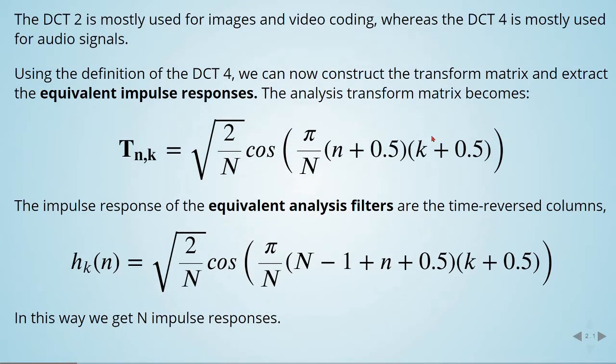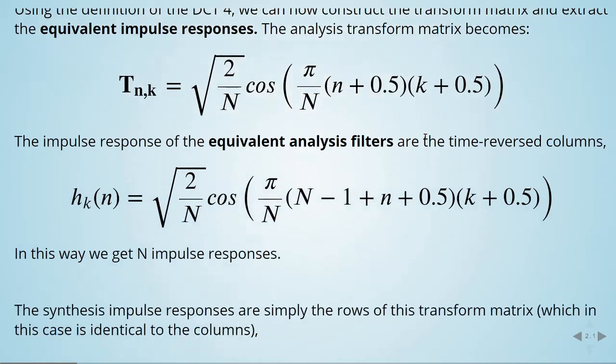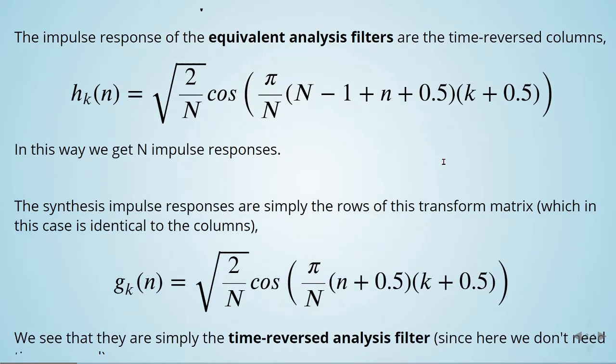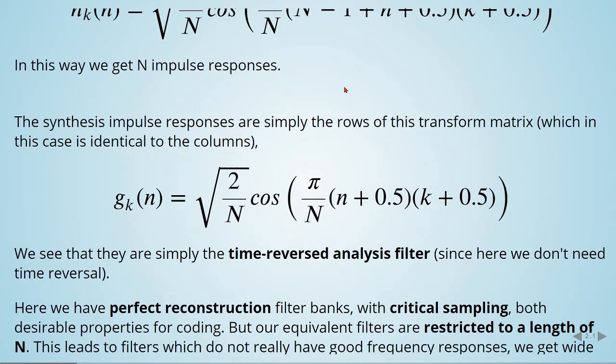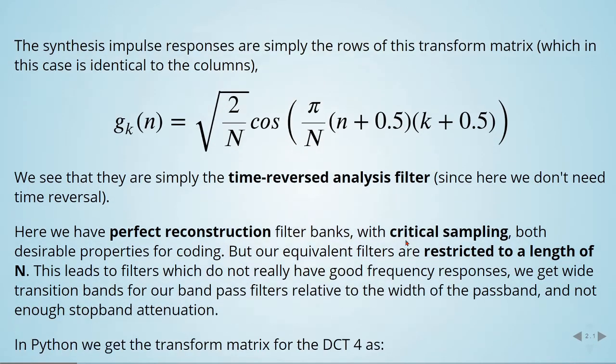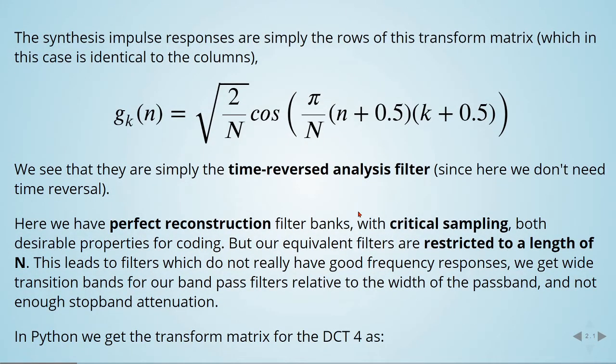So here we have our transform matrix, and then we get the impulse responses of the analysis filters as the time reversed columns of this matrix, and the synthesis impulse responses are the rows of this transform matrix, which in this case is identical to the columns. So we see that they are simply the time reversed analysis filters, because here we don't have time reversal. Here we have perfect reconstruction filter banks with critical sampling, both desirable properties for coding.